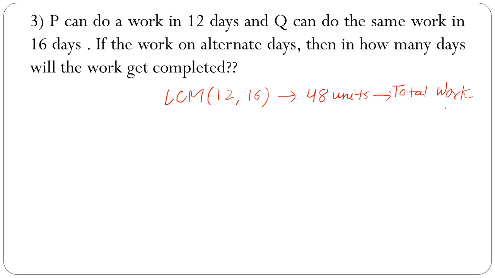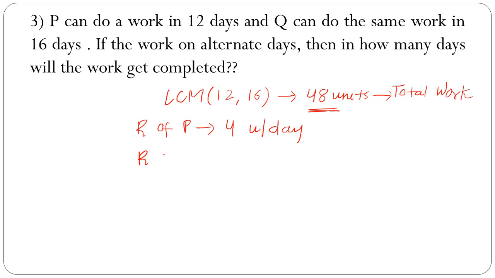48 units is our total work. Then we find the rate of each. Rate of P is given by the total work, which is 48 units, divided by the time taken by P, which is 12 days. So 48 by 12 is 4 units per day. This time it's units per day because the unit of time is day, right?